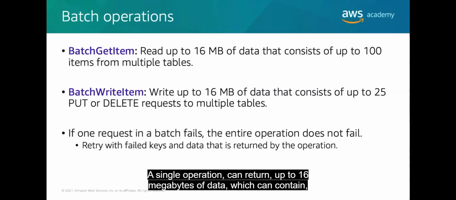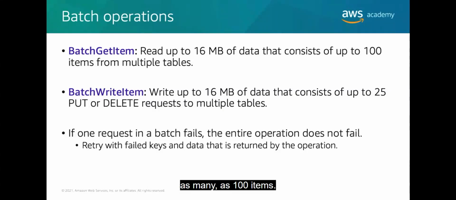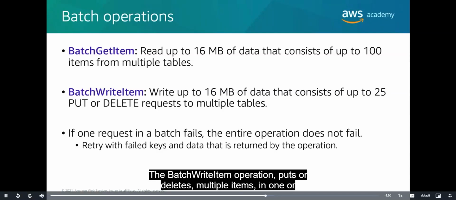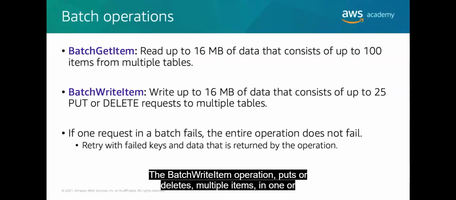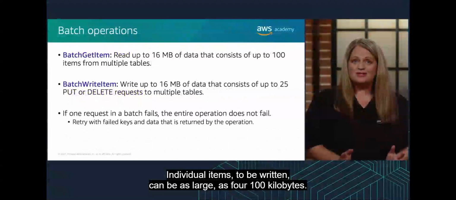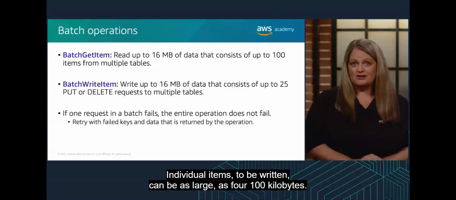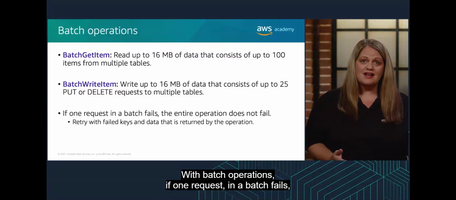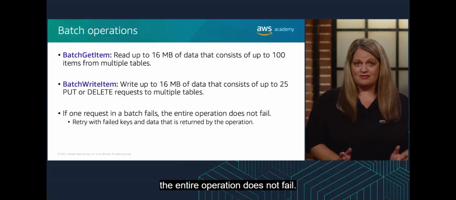A single operation can return up to 16 megabytes of data, which can contain as many as 100 items. The batch write item operation puts or deletes multiple items in one or more tables. A single operation can write up to 16 megabytes of data, which can comprise as many as 25 put or delete requests. Individual items to be written can be as large as 400 kilobytes. With batch operations, if one request in a batch fails, the entire operation does not fail.